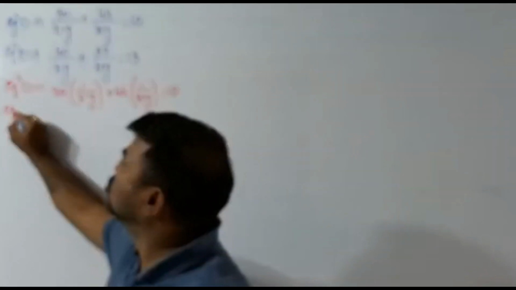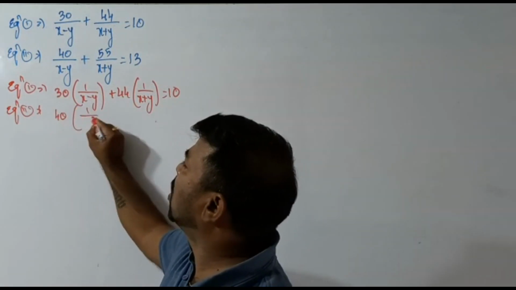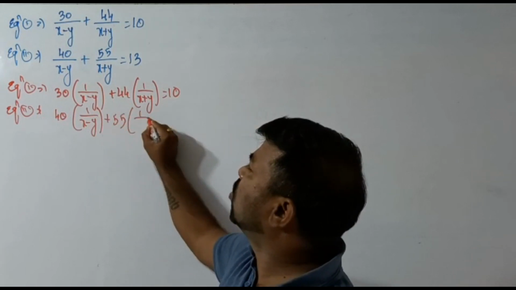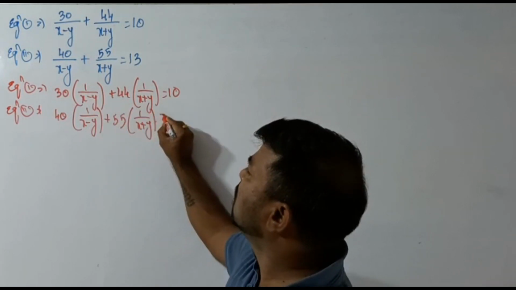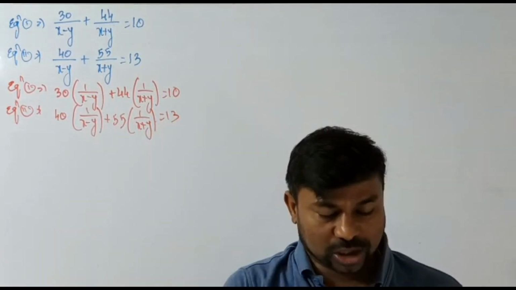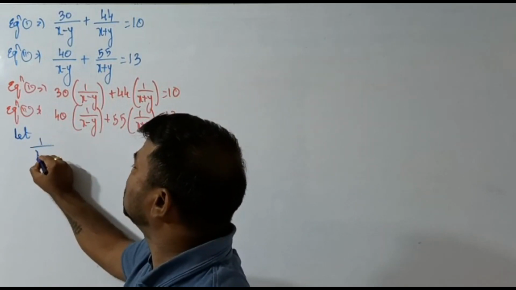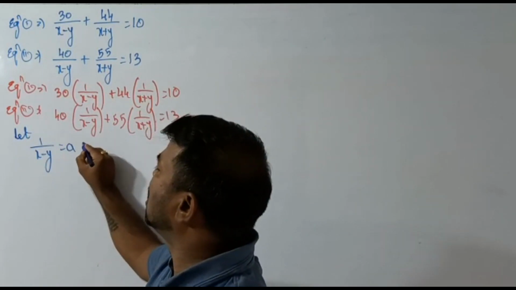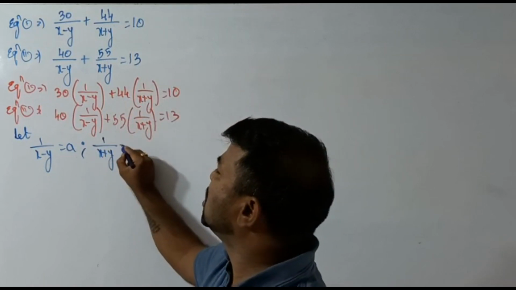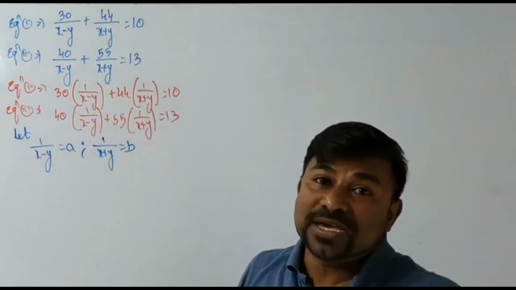Now, equation 2 can be written as 40 into 1 by (x minus y) plus 55 into 1 by (x plus y) equals 13. I want to reduce it in terms of a linear equation. Let 1 by (x minus y) equal a. In the same way, let 1 by (x plus y) equal b. I take this as a and this as b.